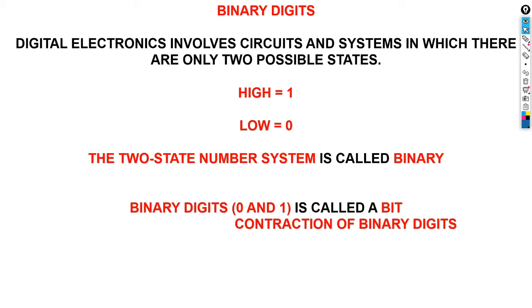The two states number system is called binary. So it is a definition that you should know. Binary digits, so we have a binary digit 0 and 1. It's called a bit, a contraction of binary digit. A combination of 0, 1, 0, 1 becomes our bits. Okay?